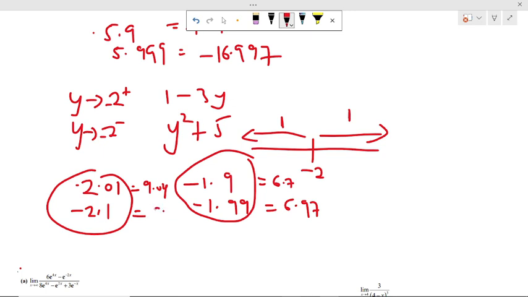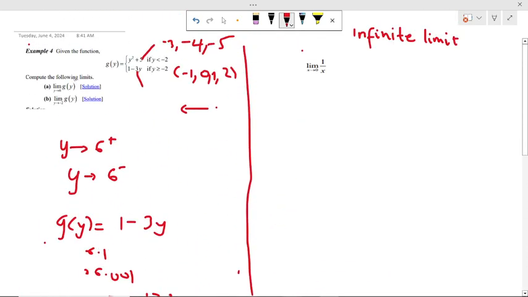This shows that this function does not have a limit at -2, because they do not converge at a particular point. This is converging at 7, and this is converging at 10, right? So they do not converge at a particular point. This makes it so we can conclude that the limit of g of y as y approaches -2 does not exist.